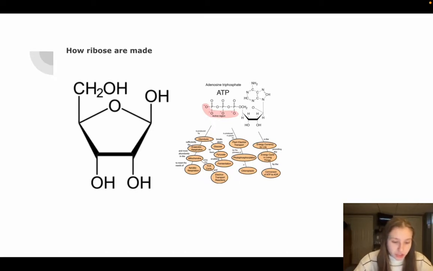Ribose is a type of sugar normally made in the body from glucose. Ribose plays important roles in the synthesis of RNA, DNA, and ATP. The pentose phosphate pathway is a metabolic pathway parallel to glycolysis. It generates NADPH and pentose 5-phosphate, the last one a precursor for the synthesis of nucleotides.